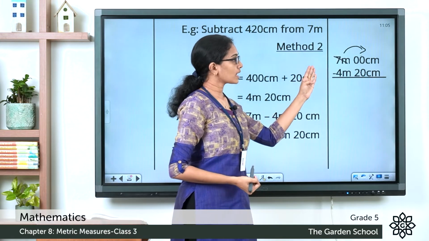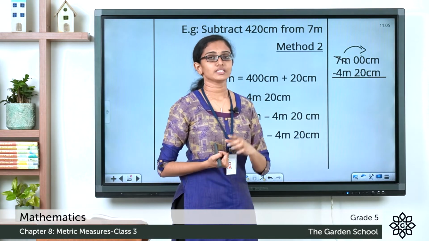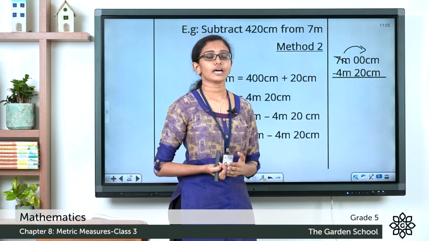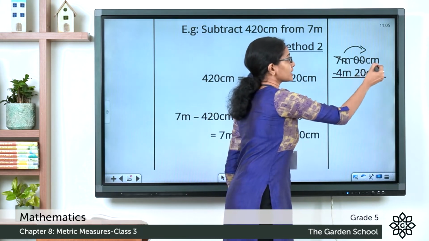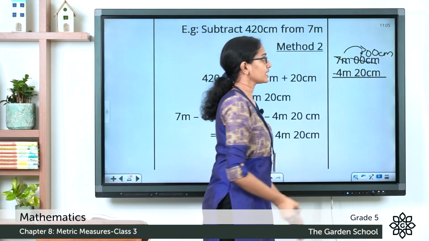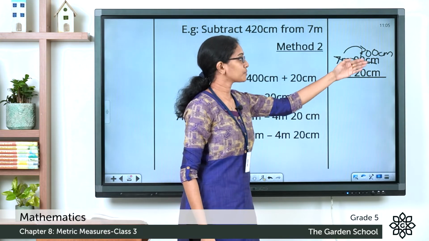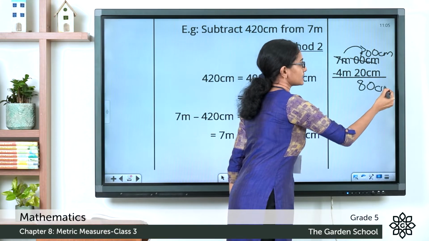So when you borrow 1 meter and bring it to the centimeter column, it becomes 100 centimeter. Why? Because 1 meter is equal to 100 centimeter. Now you can subtract 20 centimeter from 100 centimeter. What is 100 minus 20? It is equal to 80 centimeters.